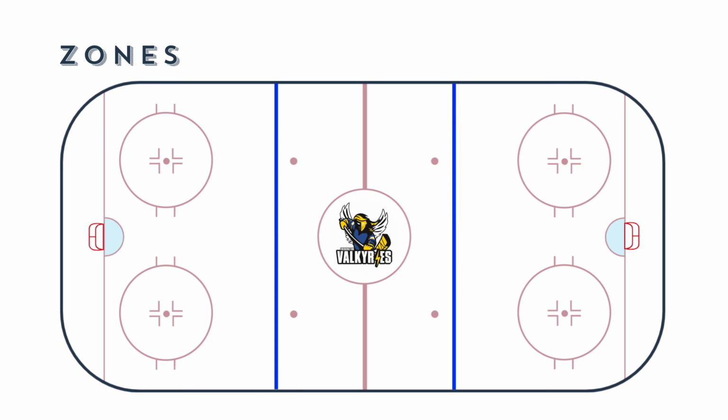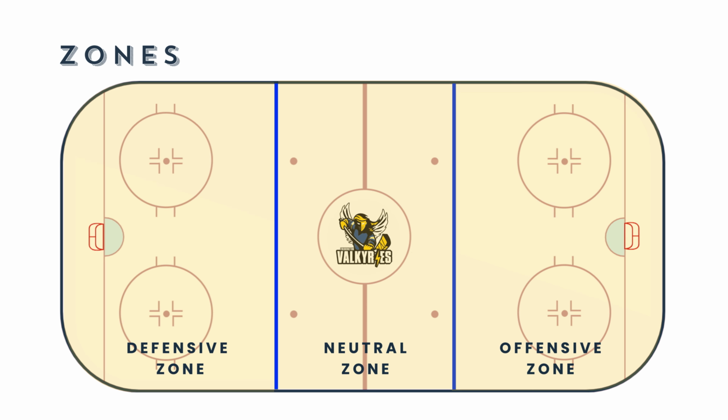Blue lines divide the ice into three main sections: the defensive zone, the neutral zone, and the offensive zone. So the defensive zone is where your own goalie is. The neutral zone is neutral ice in between both of the zones. And the offensive zone is where you're going to be trying to score on the other goalie.